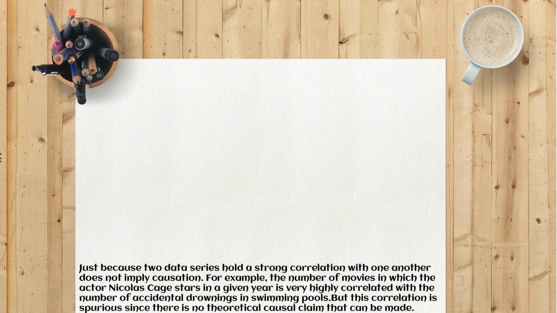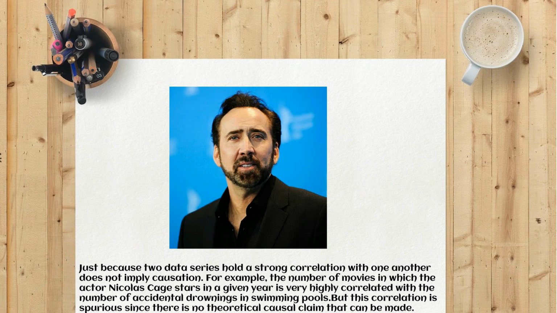Just because two data series hold a strong correlation with one another does not imply causation. For example, the number of movies in which the actor Nicolas Cage stars in a given year is very highly correlated with the number of accidental drownings in swimming pools. But this correlation is spurious, since there is no theoretical causal claim that can be made.